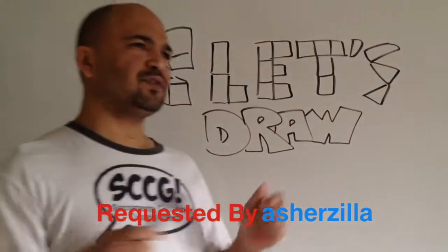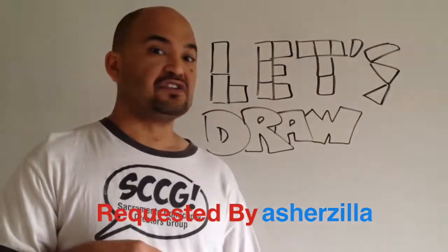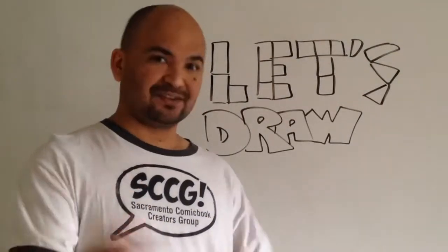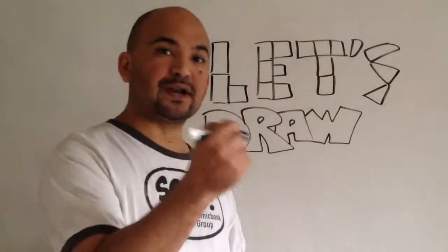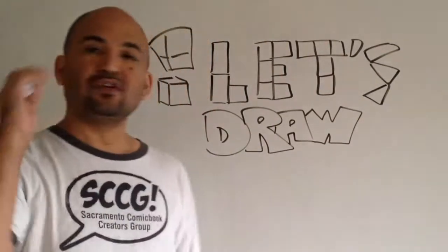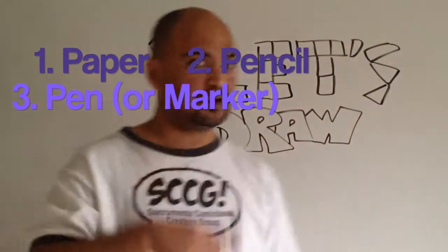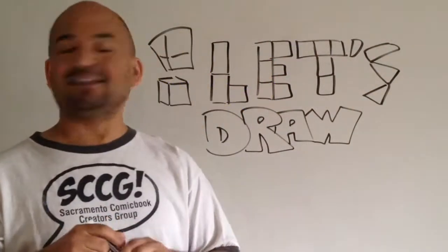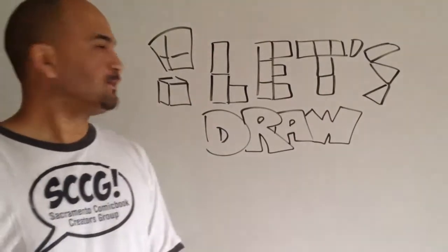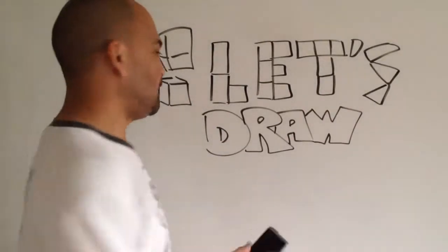Now usually we do a lot of circles in our drawings. No circles this time. All squares. So I hope you got your square drawing hands ready because we're going to get started. So with that, get your 3Ps out, your paper, your pen, and your pencil. Hopefully there's an eraser at the end of that pencil. And let's get started.